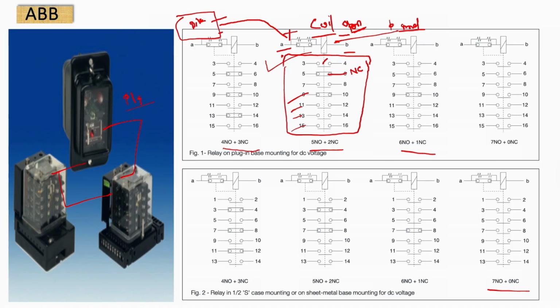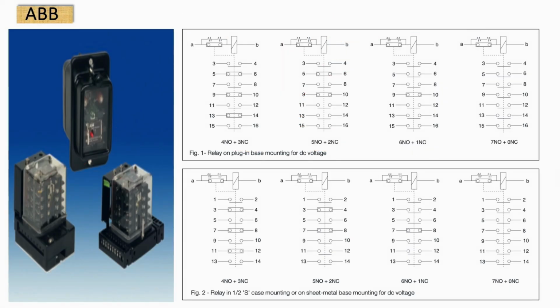So, 3, 4 is currently NO. If this one is NO, what will it become? It will become NC. And 5 and 7 are NC, they will become NO. So, we can use it this way, friends. So, let's say we supplied 3, 4 to TC1, 7 and 8 to TC2.